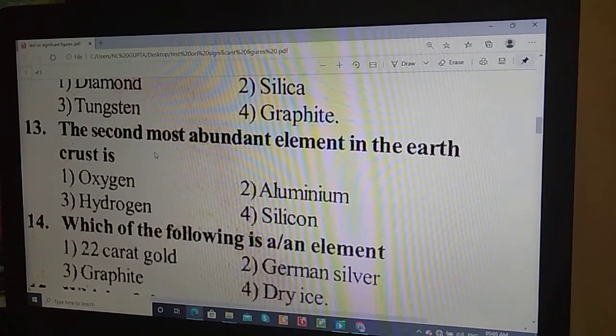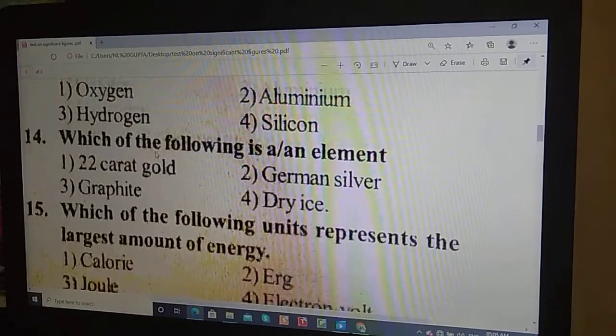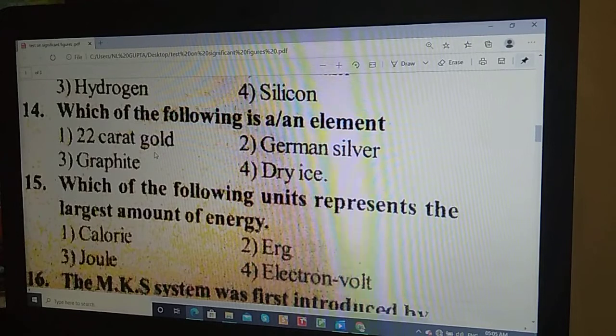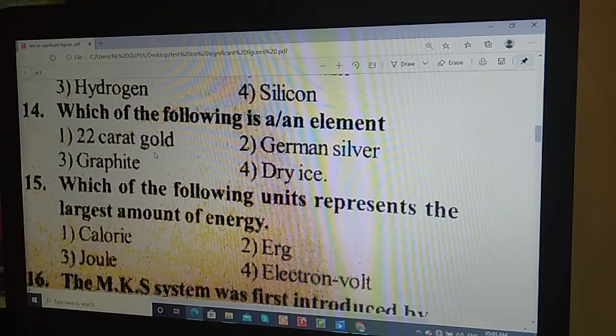The second most abundant element in the earth. Okay, student, the second most abundant element in the earth's crust is silicon. Silicon is the second most abundant earth crust element, student. So the correct option will be option number 4. Now let us move to question number 14. Which of the following is an element? Okay, so they are asking which is the element.